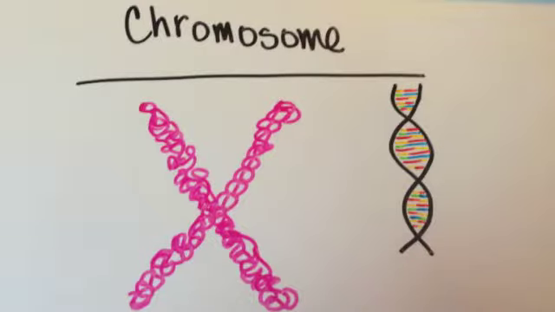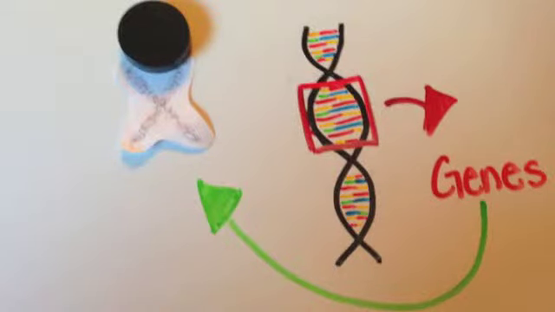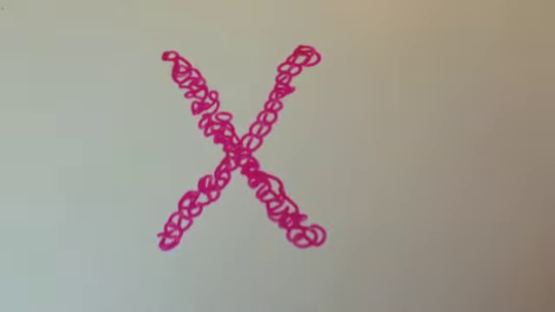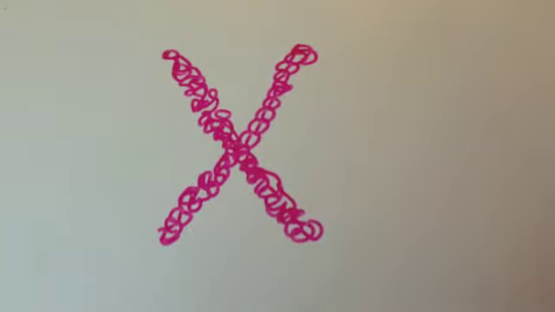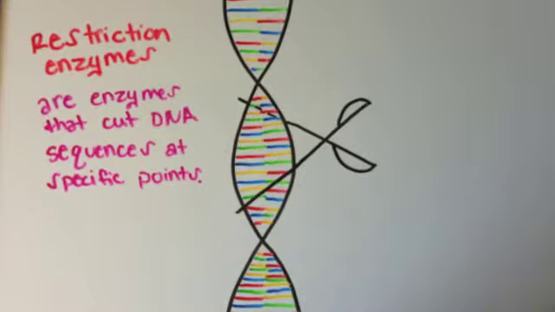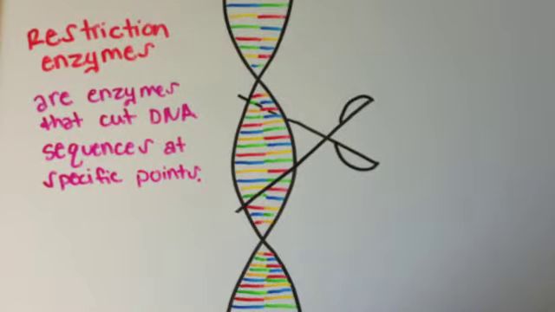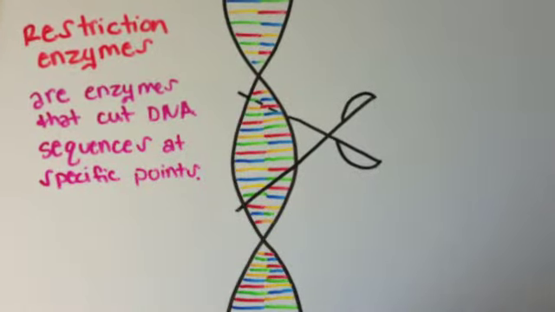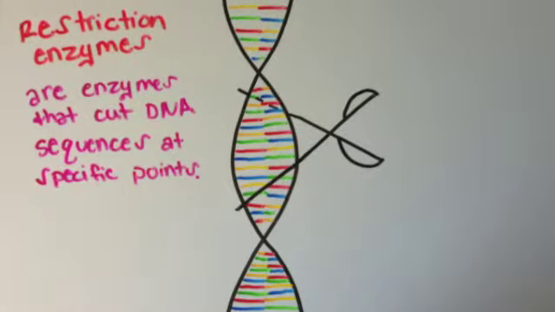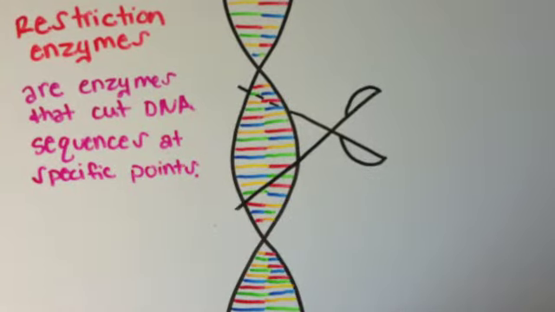DNA strands and proteins make up what is called chromosomes. Chromosomes contain all genes and DNA strands, so they contain all heredity information. Chromosomes usually look like X's, and they're found in the cell's nucleus. All DNA strands can be cut. DNA is cut by restriction enzymes. Restriction enzymes are enzymes that cut DNA at specific points.